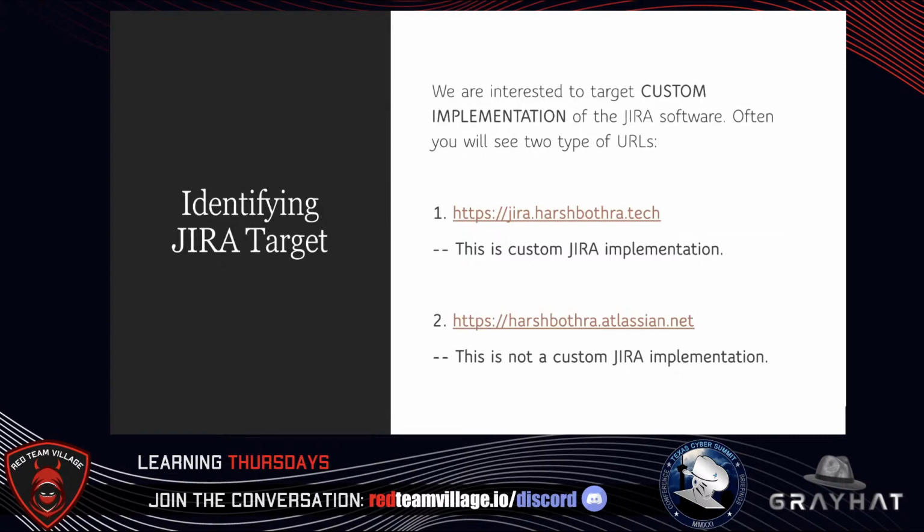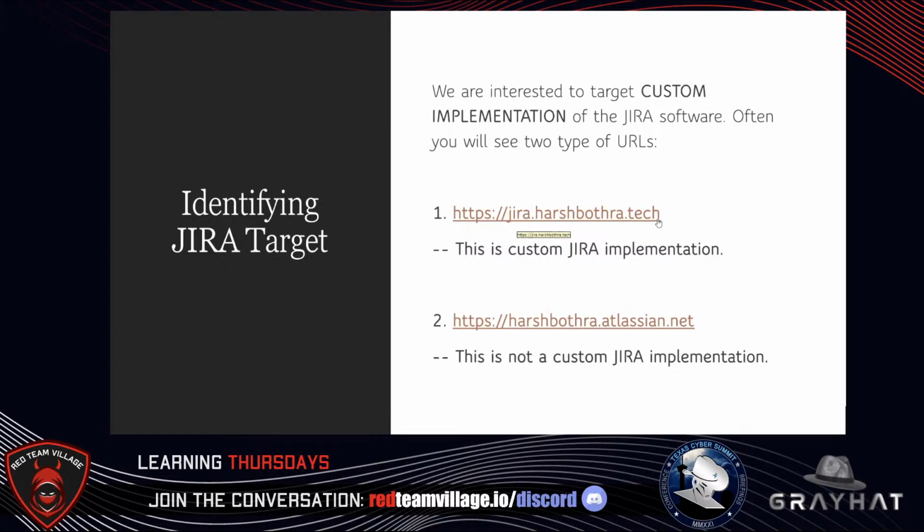So there is, I won't say there is no use, but I would say that we will not be talking about this in today's talk. Okay. Now, on the other hand, as you see in the first example, something like a subdomain of harshbothra.tech, like jira.harshbothra.tech in this particular case, is a custom implementation. This is a subdomain of my website itself, or my host itself.